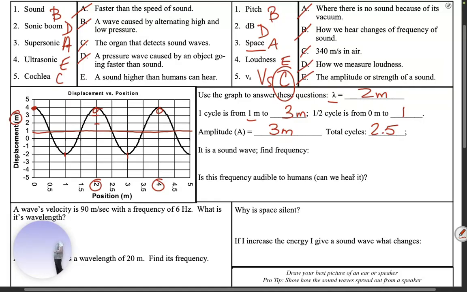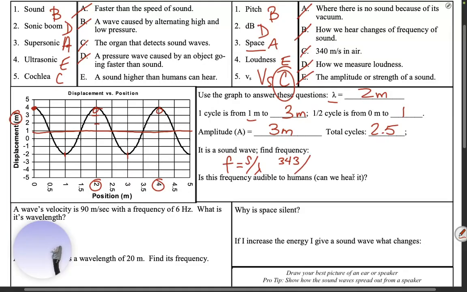It is a sound wave, so find frequency. Well, our formula for frequency is speed over wavelength. And so in this case, if it is a sound wave, our speed of sound is 343 or 340 if you want to make your math a little bit easier.